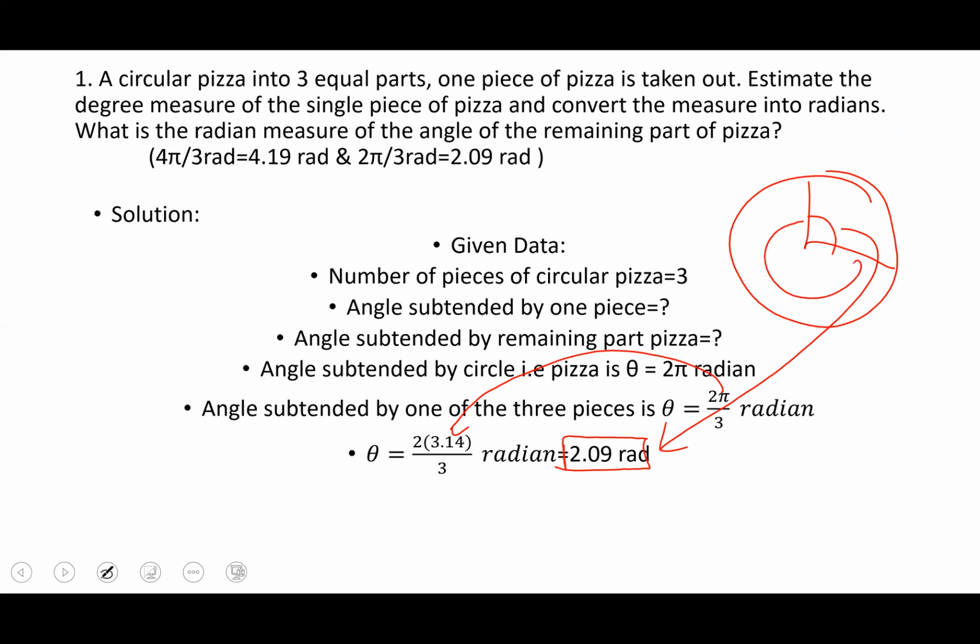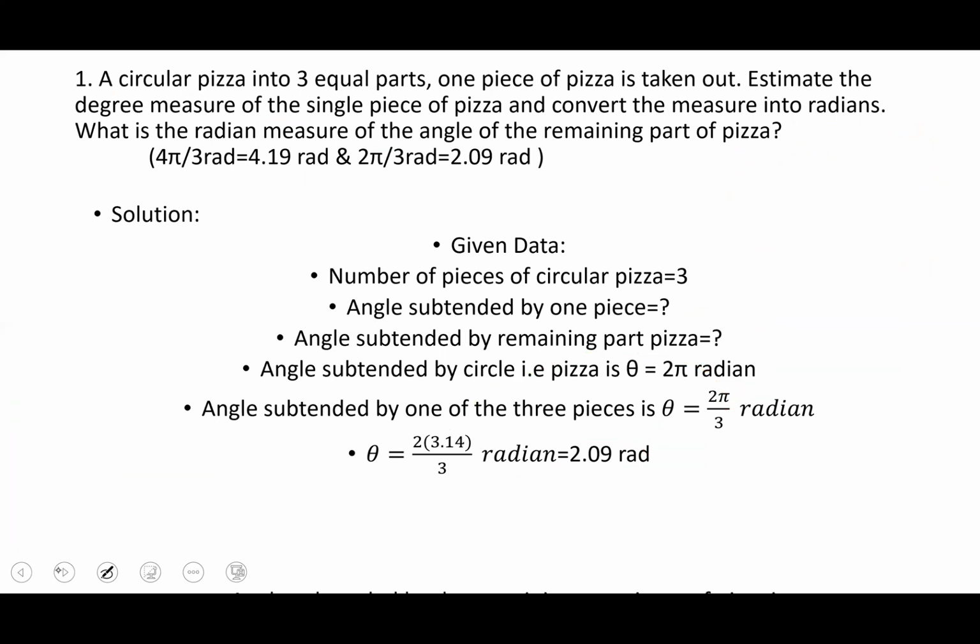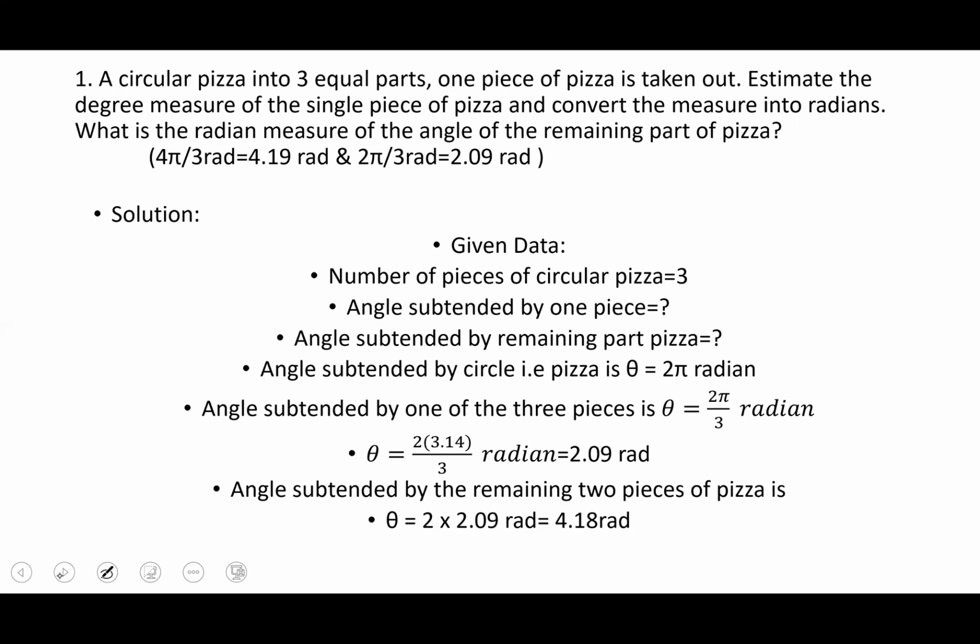Now for the rest of the angle, what do we do? The angle subtended by the remaining 2 pieces of the pizza: we multiply this value by 2 because all the pieces of pizza have the same value. So 2 multiplied by 2.09 radian will be equal to 4.18 radian. And that is our answer as well.